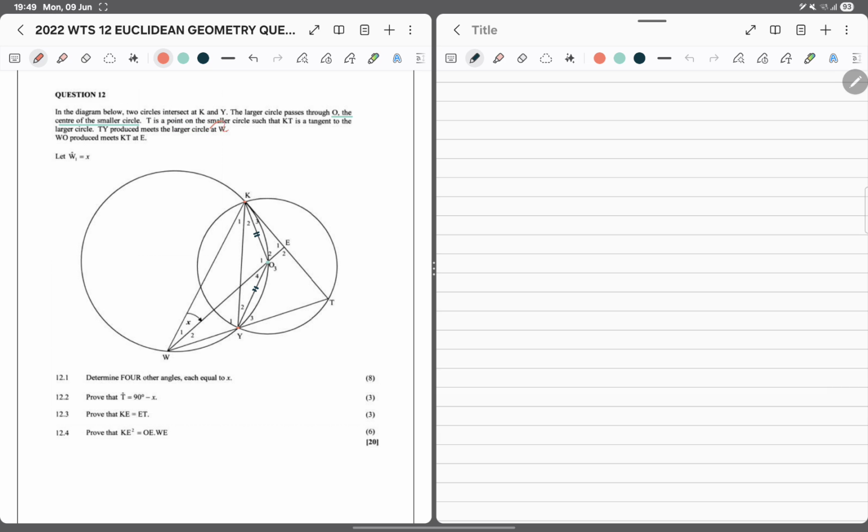T is the point on the smaller circle such that KT is a tangent. There's always a tangent. KT is a tangent to the larger circle. Okay, so if this is a tangent, we would perhaps want to highlight this so that we don't forget it.